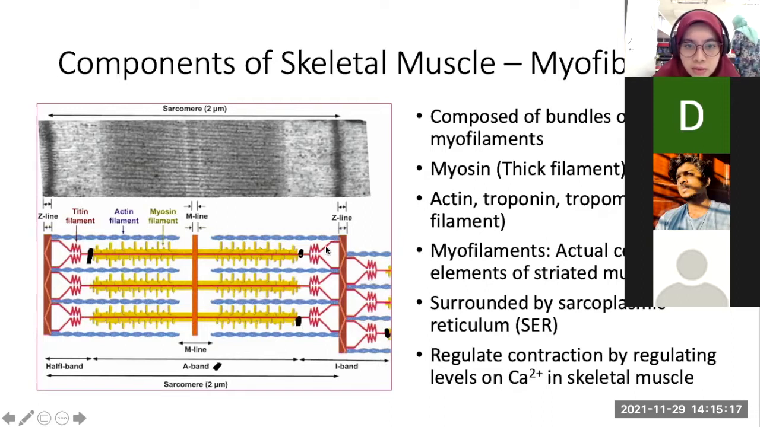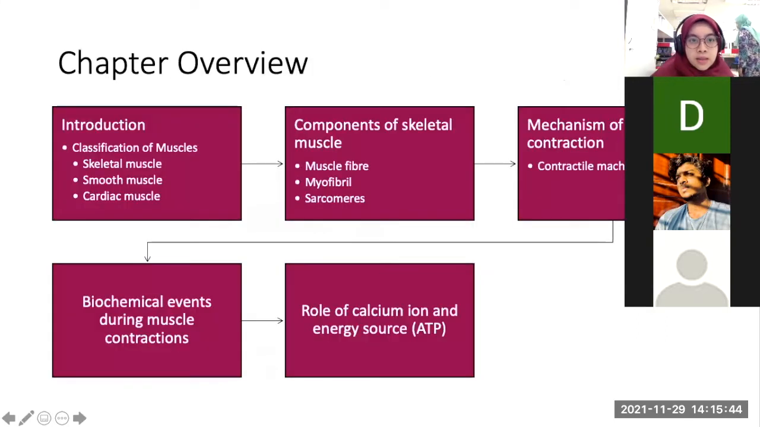We also have the Z line over here, which holds the actin filament. And then we have the M line, the center in between the myosin filaments, the area which doesn't have myosin heads. That, briefly, are the components of skeletal muscle.